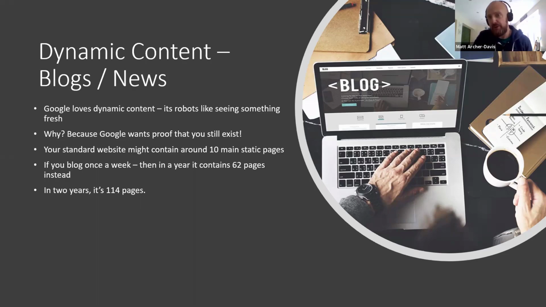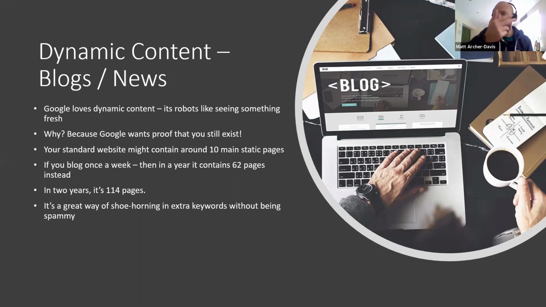But to be honest, even if you blog once a month, that's better than nothing. It's a really good way of shoehorning in extra keywords as well without being spammy. So if we go back to those LSI keywords, if you were an estate agent in Woking, and you wanted to talk about transport links, and places to eat and drink, and schools, you could do those in a series of blog posts. And then you could link back to the relevant buy, sell pages and everything from within the blog post. You could interlink between two blog posts.